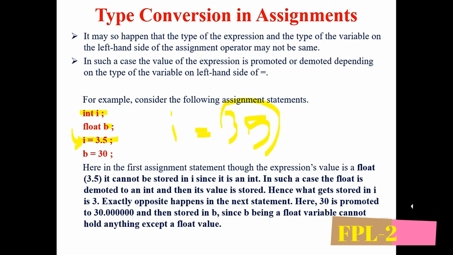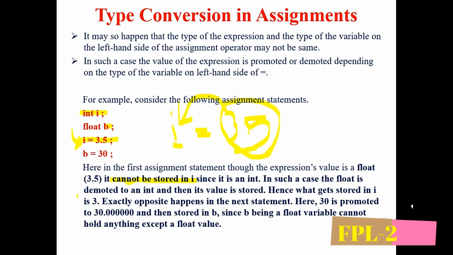So this value will be taken from the right hand side and given to the variable on the left hand side, but the type of I is different from the type of this value. This is a float value and this is an int. So in the first assignment statement, though the expression value is a float, it cannot be stored in I since it is an int.